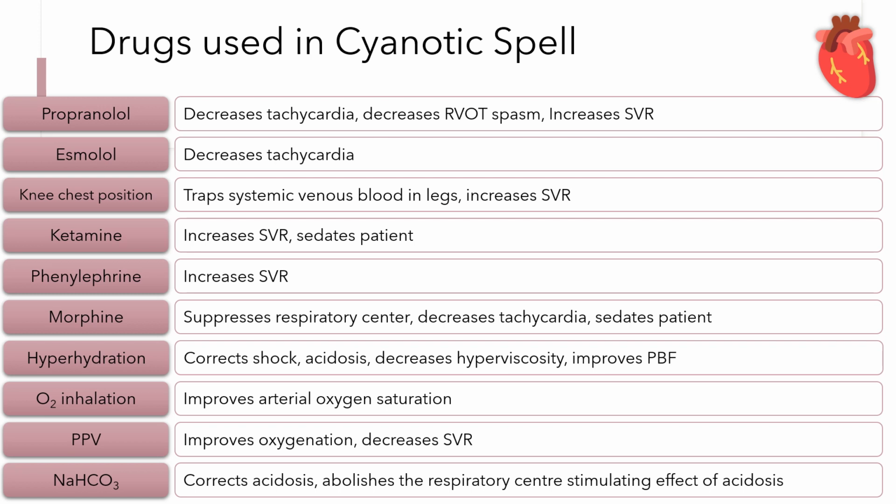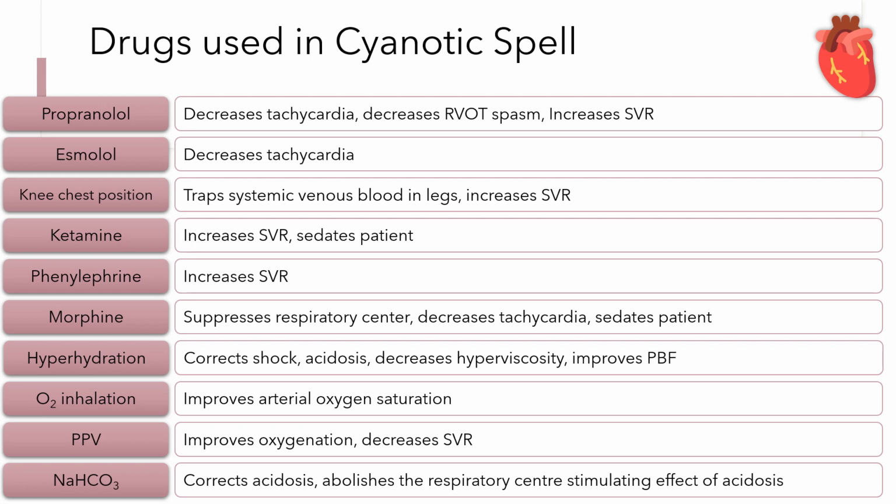So all these things we can do to manage the cyanotic spell. First thing is propranolol. It decreases the tachycardia, it decreases the RVOT spasm, and it also increases the systemic vascular resistance. Esmolol decreases the tachycardia because it's a beta blocker. Knee chest position traps the systemic blood in the legs. So as it traps the systemic blood in the legs, there is less blood flow going inside the right ventricle. There will be less pressure inside the right ventricle. There will be less right to left shunt, and it also increases the systemic vascular resistance.